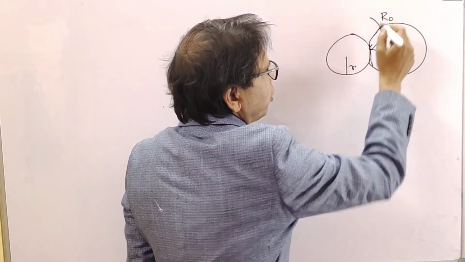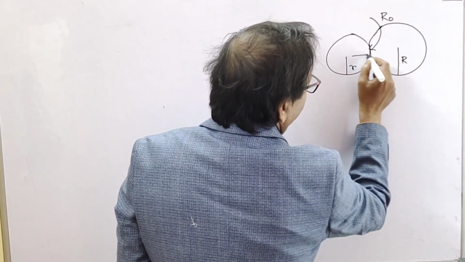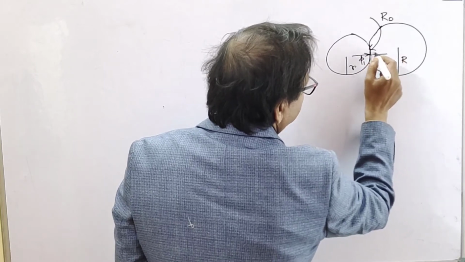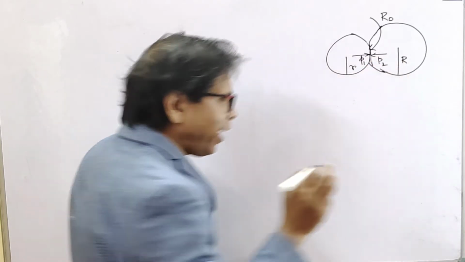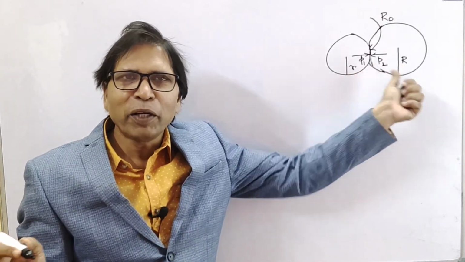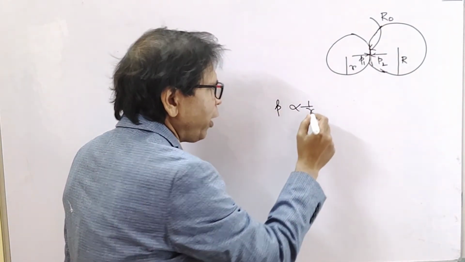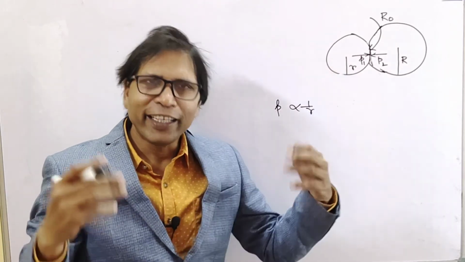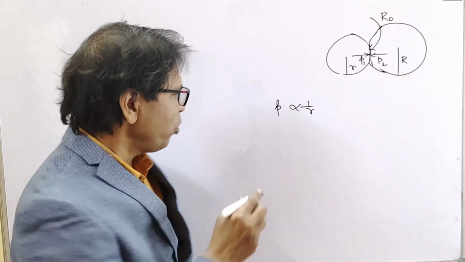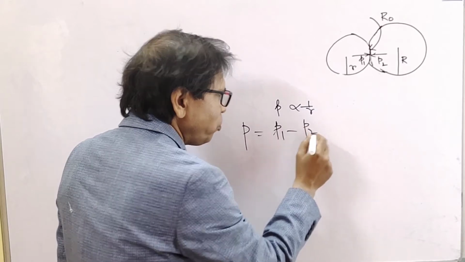Suppose this is R naught. Now look at this. The excess pressure in the smaller bubble side is greater than the excess pressure on the bigger bubble side. So the net pressure becomes P1 minus P2, because excess pressure p is inversely proportional to R. Smaller the bubble, greater the pressure. That is why P1 is greater than P2. Now the net pressure small p is P1 minus P2.